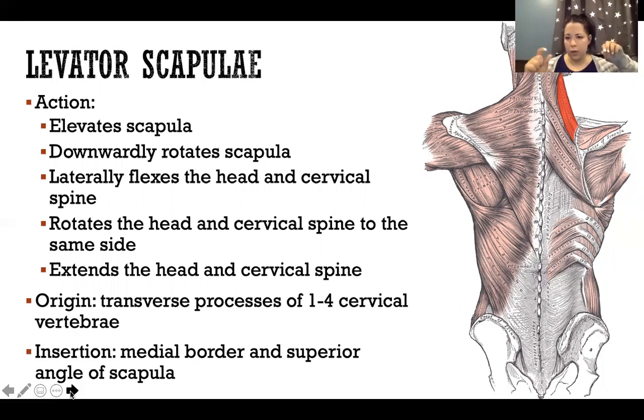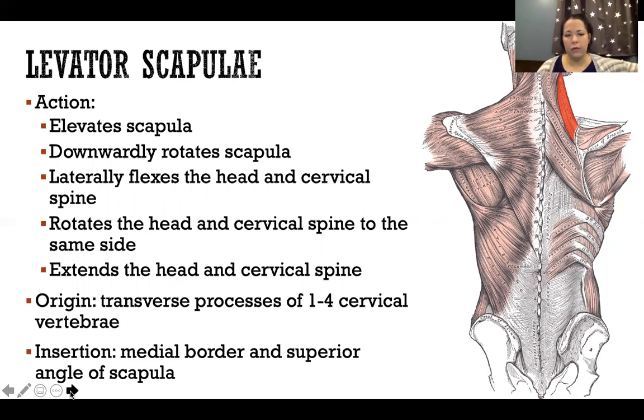Or because it's pulling from the medial superior corner, it's lifting up like this, it could cause it to downwardly rotate. So remember, downward rotation is named for the direction that the glenohumeral joint is going. So if we pull up on the medial part, that's going to cause the glenoid fossa to go in the downward direction. So that's downward rotation. If the scapula stays still and it's pulling on the neck, it will cause lateral flexion of the head and cervical spine.